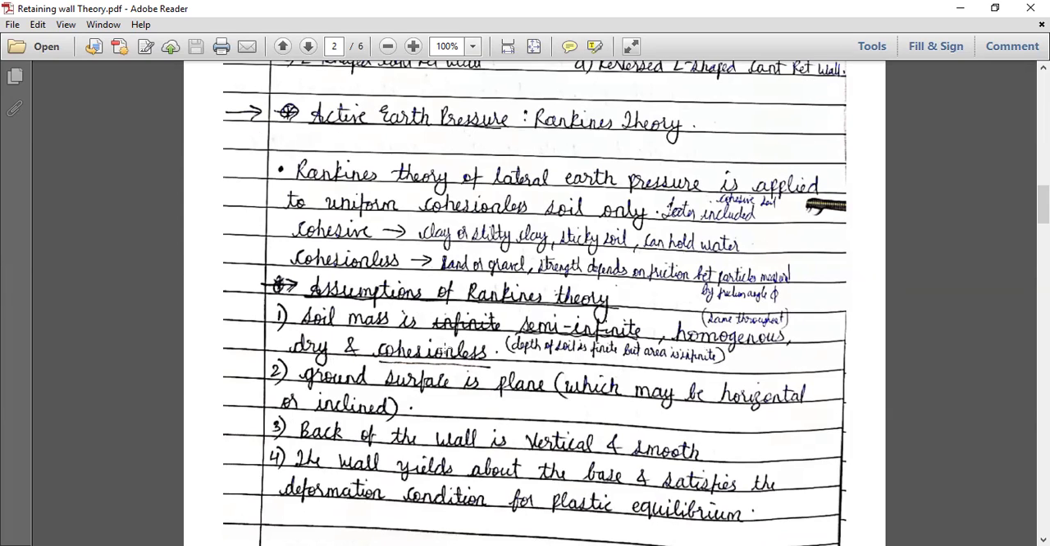The second assumption is that the ground surface is plane, which may be horizontal or inclined. And the third assumption is that the back of the wall is vertical and smooth.